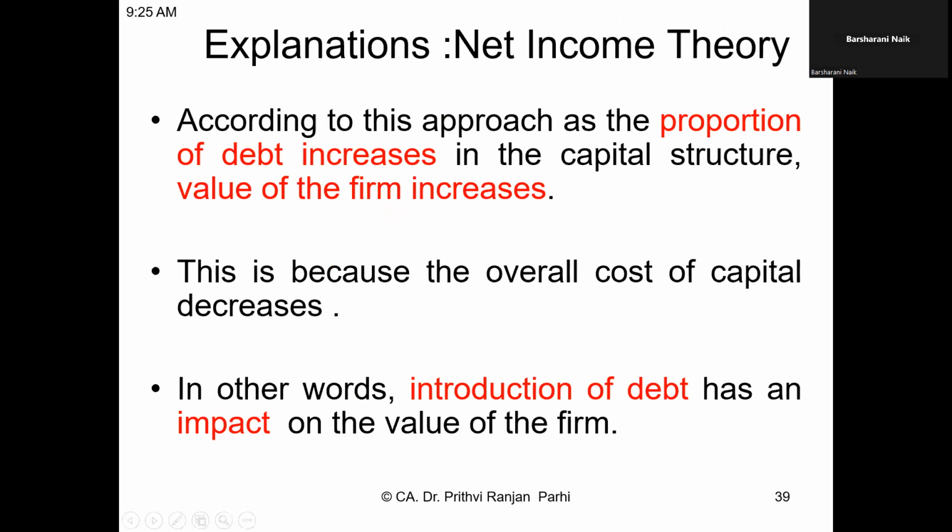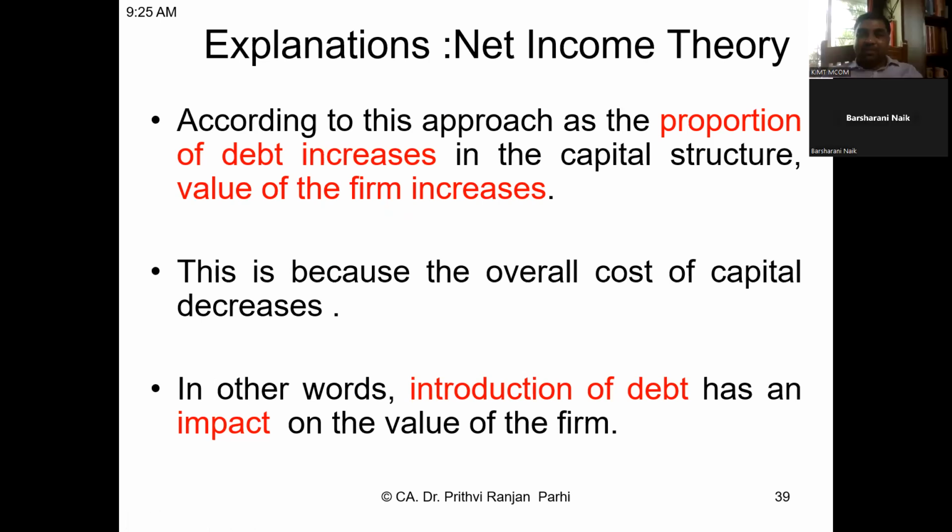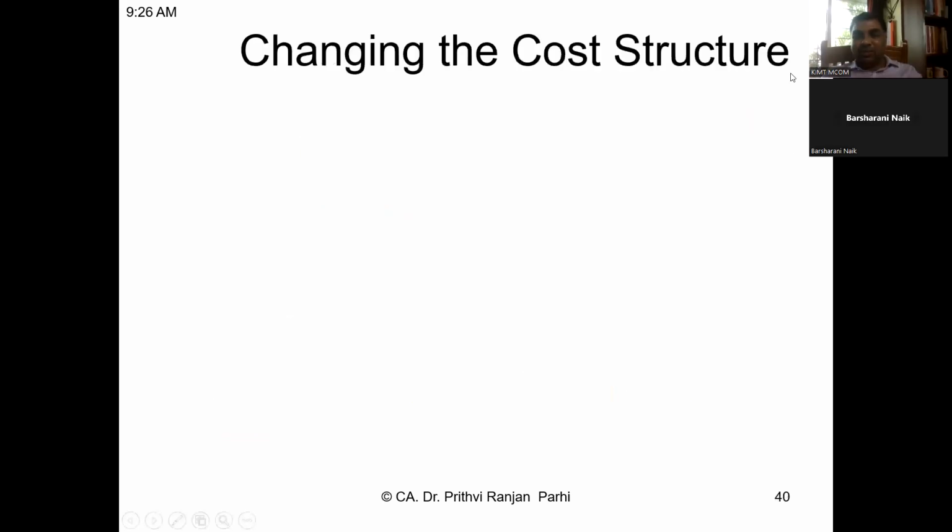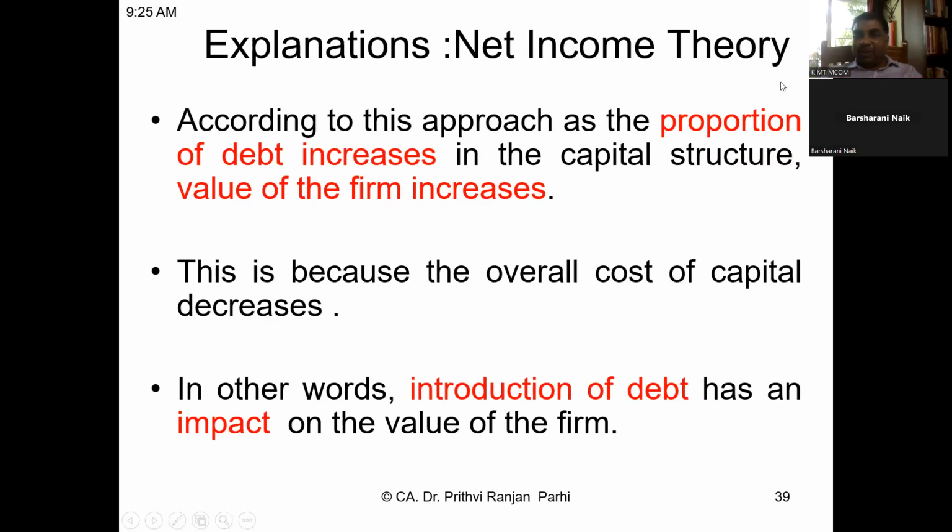First, I will give you some explanation about this theory. Then I'll be showing you how this theory works. Very simple theories. Financial management theories are relatively simple, but you need to pay attention to understand them. First, what this approach says. This approach says, as the proportion of debt increases in the capital structure, the value of the firm increases. So what this particular theory is saying is very simple. If you increase the proportion of debt, value of the firm will increase.